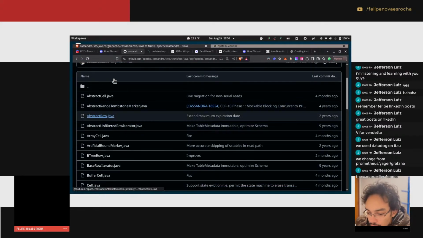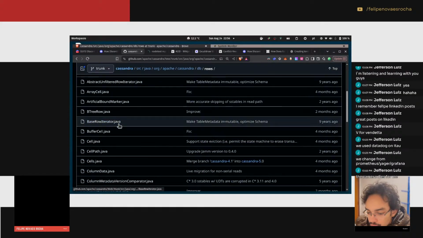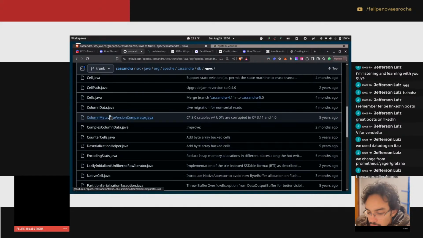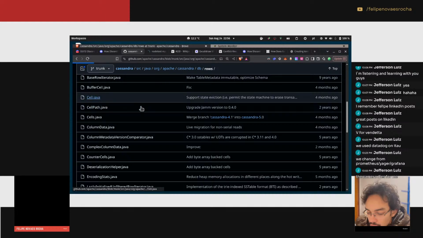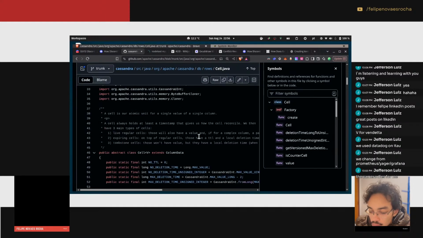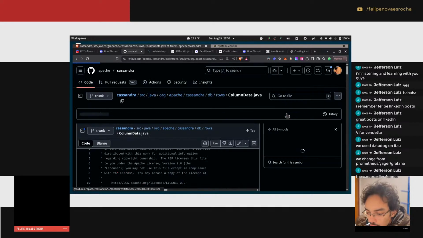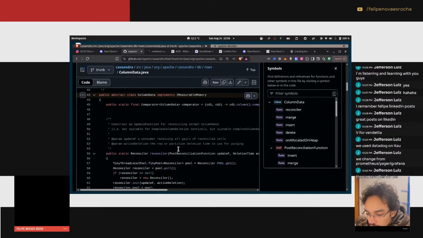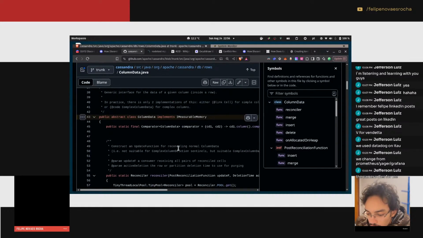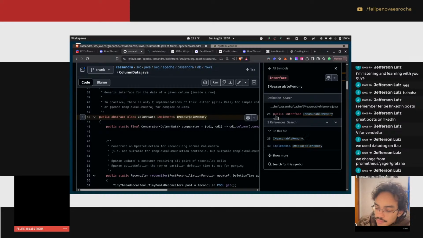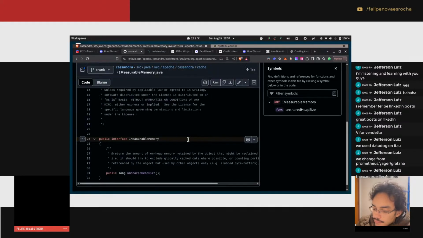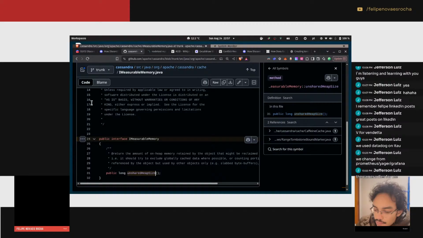We have an abstract row for extending. Buffer cell. Cell extends from row? No, from column data. So we will do all of that to do a database, or not? Yeah, exactly. So they have the column data. They have an interface called memory, just to see how much memory is used.